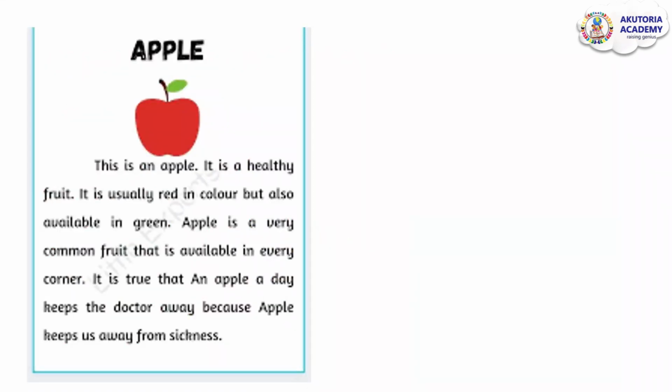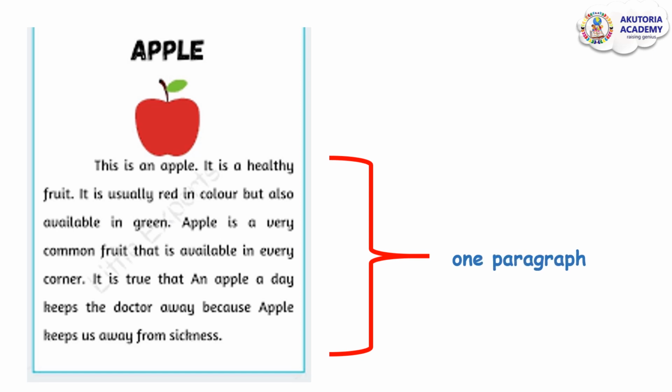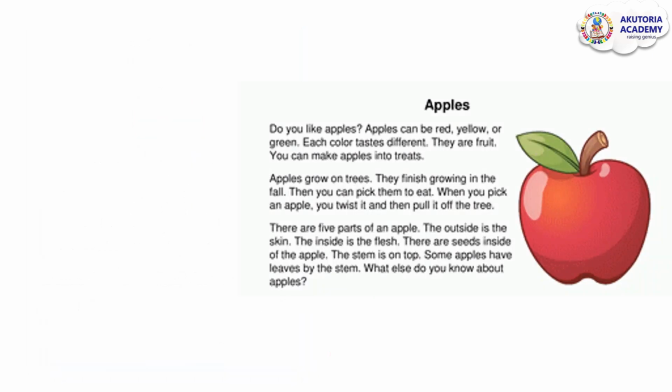Now, this is a story, and this story has so many sentences, but it has been grouped into one paragraph. Now, this is another story about the same apple. As we can see, it has so many sentences, but it has been grouped into sections or paragraphs.